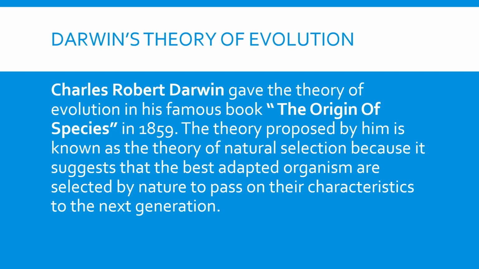The other theory of evolution is Darwin's theory of evolution. Charles Robert Darwin gave the theory of evolution in his famous book, The Origin of Species, in 1859. The theory proposed by him is known as the theory of natural selection because it suggests that the best adapted organisms are selected by nature to pass on their characteristics to the next generation.